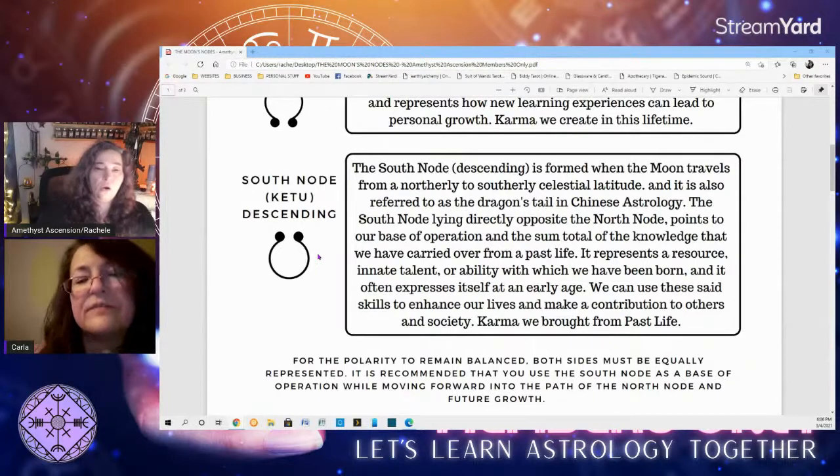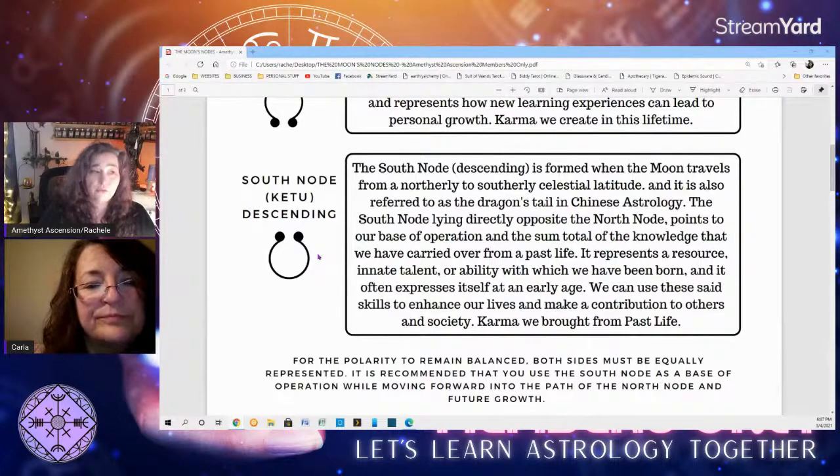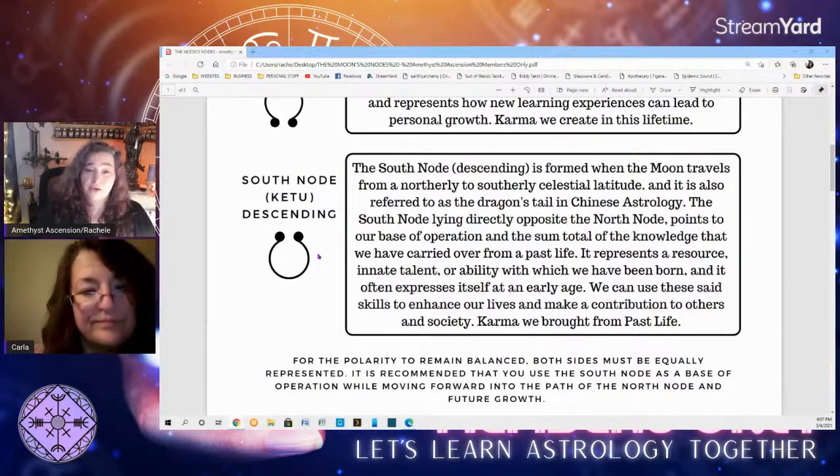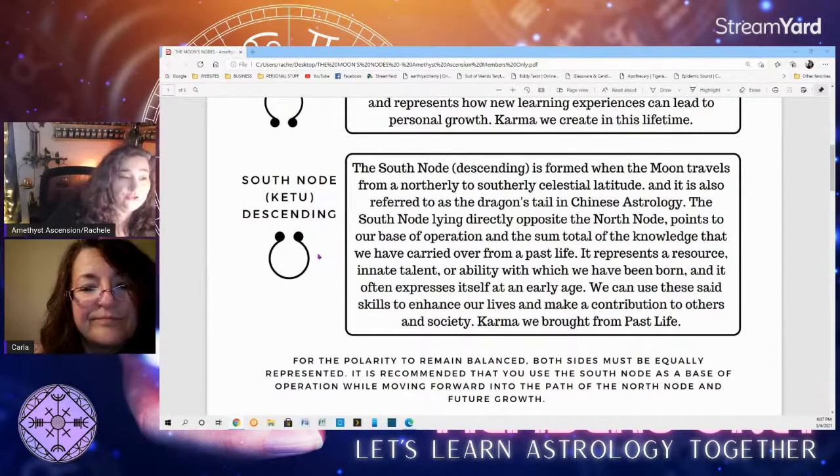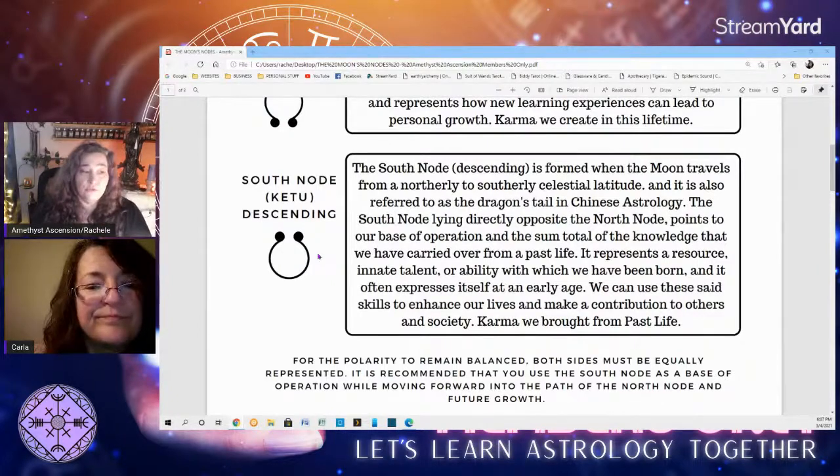Okay. All right. So the south node is formed when the moon travels from a northerly to a southerly celestial latitude. And it is also referred to as the dragon's tail in Chinese astrology. The south node, lying directly opposite the north node, points to our base of operation and the sum total of the knowledge that we have carried over from a past life. It represents a source, innate talent, or ability with which we have been born, and it often expresses itself at an early age. We can use these said skills to enhance our lives and make a contribution to others and society.